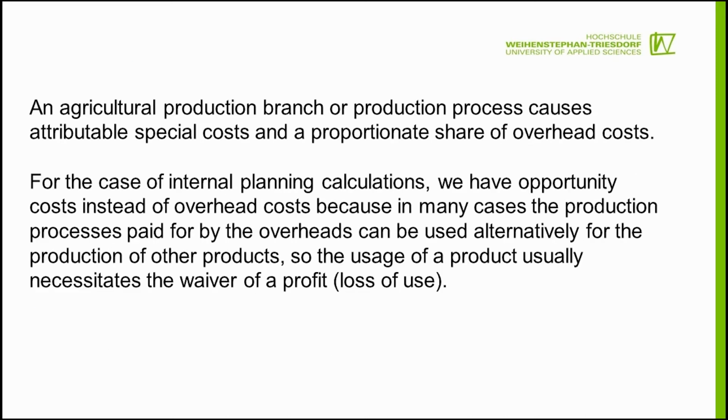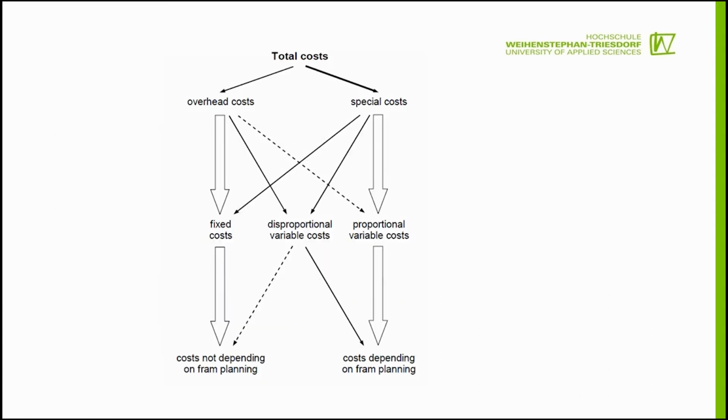An agricultural production branch or production process causes attributable special costs and also a proportionate share of overhead costs. Within the context of planning calculations, the overhead costs are replaced by opportunity costs, because the production processes which are paid for by overhead costs could be used alternatively for several other products. Hence, the utilization of a production factor for one product usually entails foregone profit for not being used to generate another product. Let's consider the total cost of a farm.